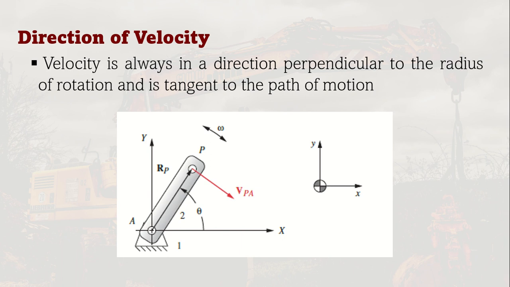The radius of rotation here is RP, the length of this link. As you can see here, the velocity is perpendicular, so it makes a 90-degree angle with respect to the link. And it's also tangent to the path of the motion.